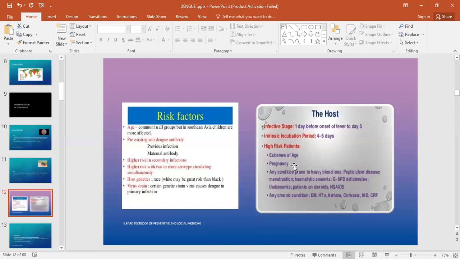And the high risk patients are those at extreme ages, pregnancy, any condition prone to heavy blood loss like peptic ulcer disease, menstruation, hemolytic anemia, G6PD deficiency, thalassemia, patients on steroids and NSAIDs. Any chronic condition carries more risk of developing a complication if these patients are suffering from dengue fever.